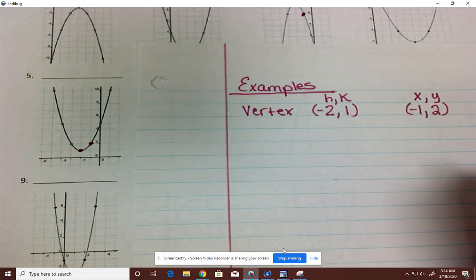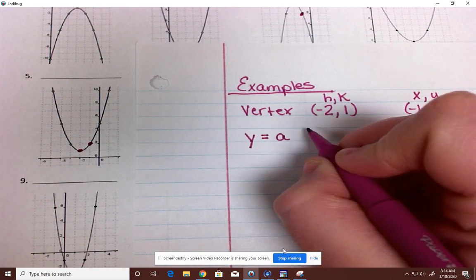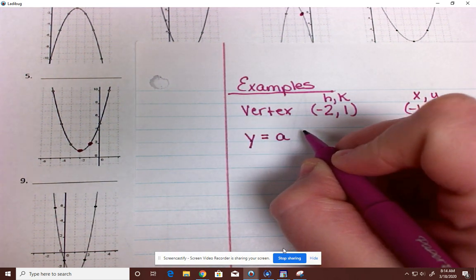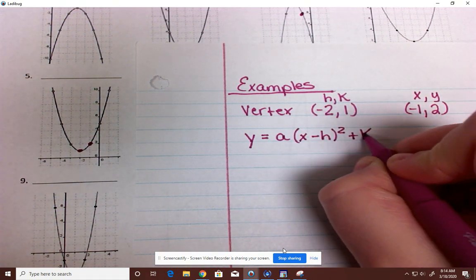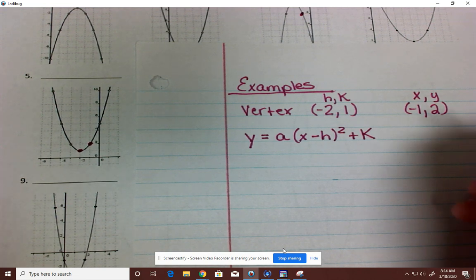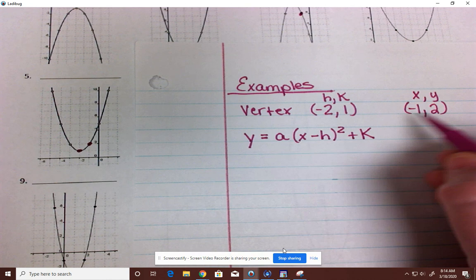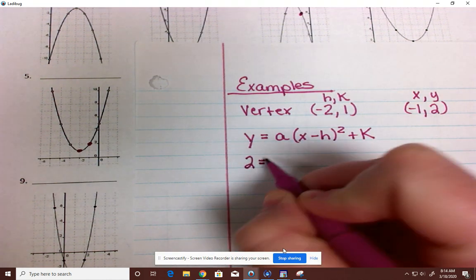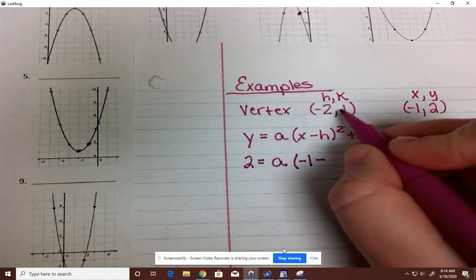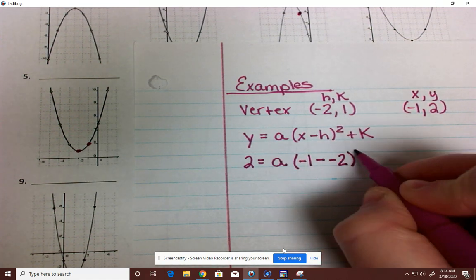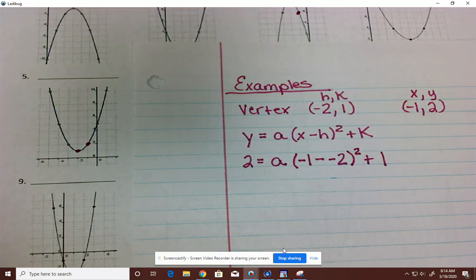And so what I'm going to do is use the vertex form. And again, like I said in the notes, I'm going to use Y instead of f of X. They mean the same thing. And what I'm going to do is plug in the vertex here for H and K and my X and Y here. So Y is 2. I don't know A. That's what I'm solving for. X is -1. H is -2. And K is 1.